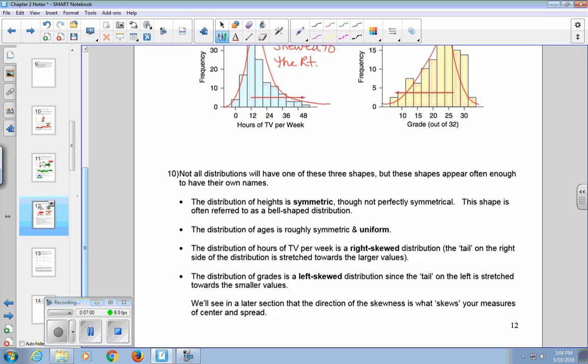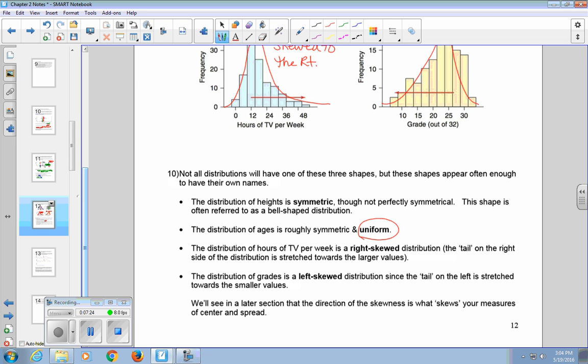All right, so a few things to keep in mind. Number 10, not all distributions will have one of these 3 shapes, but these shapes appear often enough to have their own names. Distribution of heights is symmetric, though not perfectly symmetrical. The shape is often referred to as a bell-shaped distribution. Distribution of ages is roughly symmetric and uniform. So uniform is referring to the idea that the heights of the bars are all roughly the same.